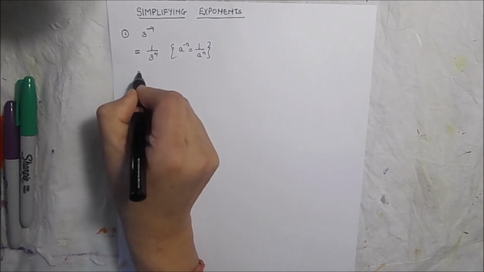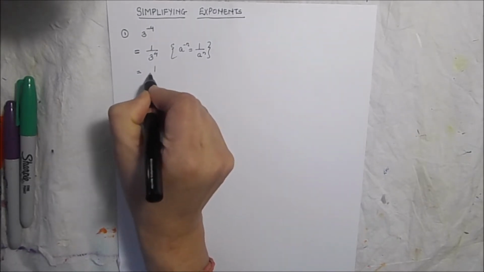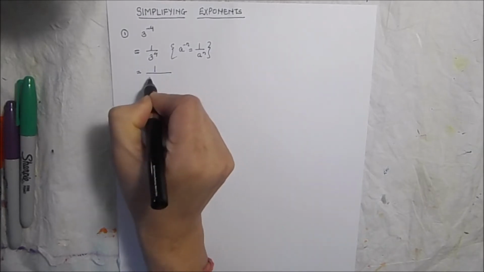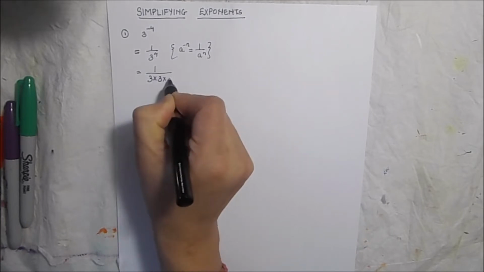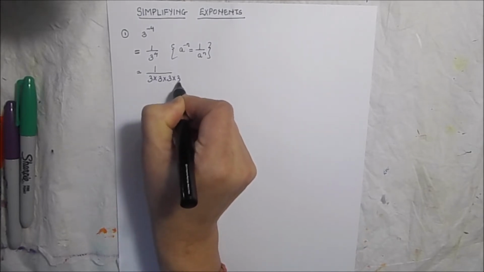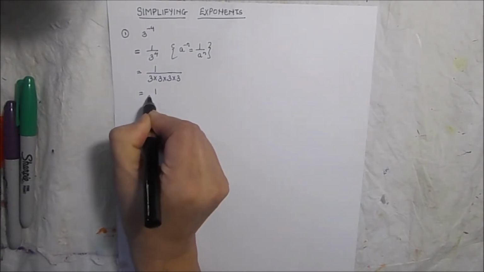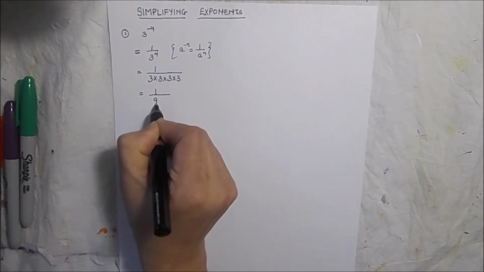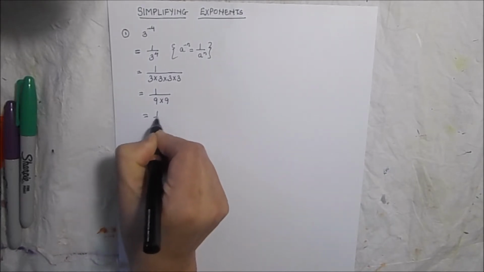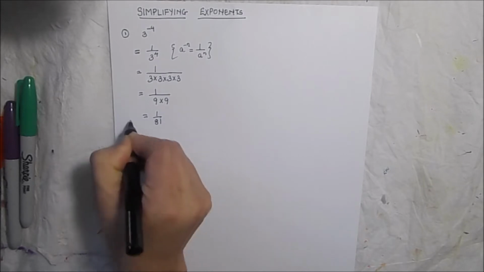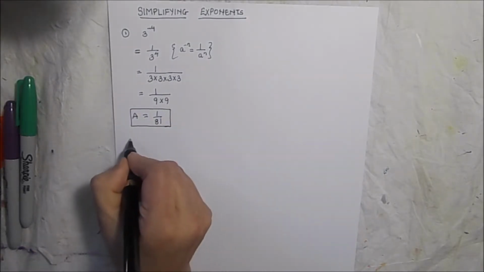And now we have 1 over 3 to the power 4, which we can easily solve because we know that 3 to the power 4 is equal to 3 times 3 times 3 times 3, which gives us 1 over 9 times 9, which is 1 over 81. So this is our final answer. So let's take another example.